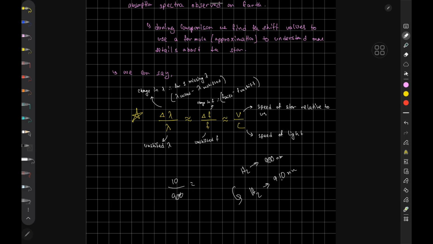This is equal to whatever the shifted frequency is. So if my wavelength has increased, frequency has decreased, right? So I will have my change in frequency, whatever it may be. I calculate it out. It's a simple calculation. v = fλ, so you just make f the subject and find it out. Whatever the shift in frequency is, divided by the unshifted frequency, this is also equal to v by c.